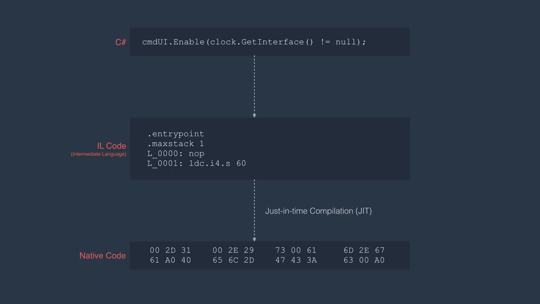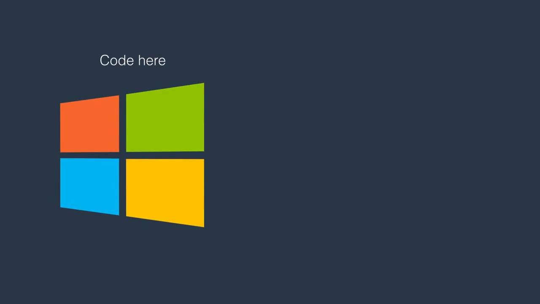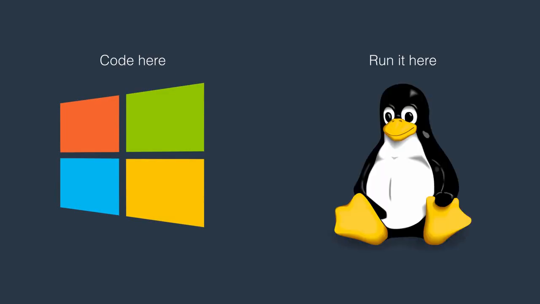So with this architecture, you can write an application in C# and you don't have to worry about compiling that into the native code for different machines. As long as a machine has CLR, that can run your application.